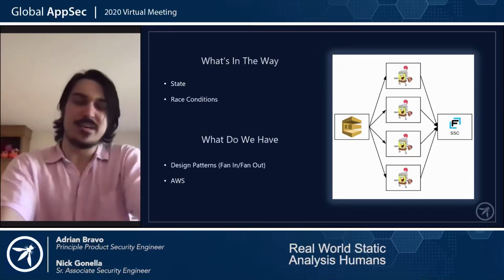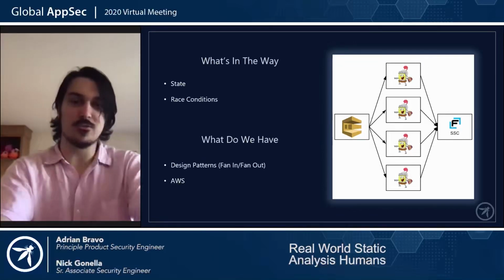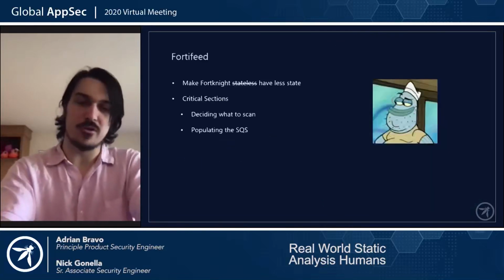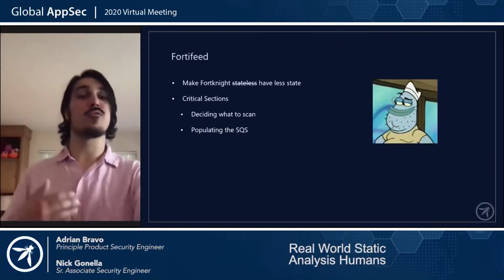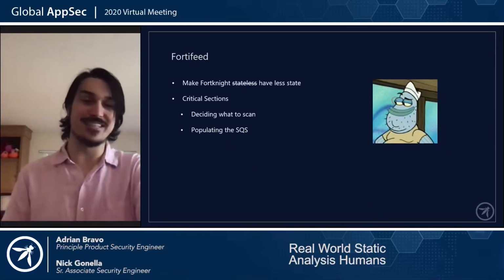But a queue is not really going to be enough, because a queue can't actually do operations and logic. So if we want to get rid of those critical sections, we're going to need to go one step further. And we accomplish that with Fortifeed. So Fortifeed is our final service that we're going to add to this mix.